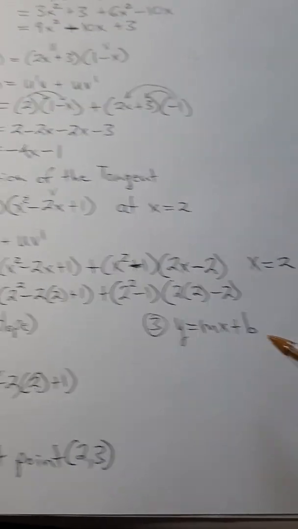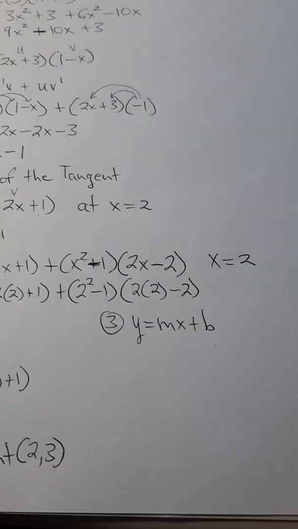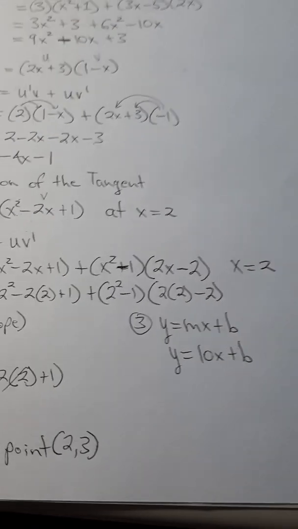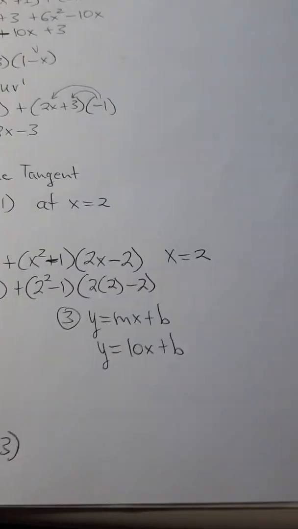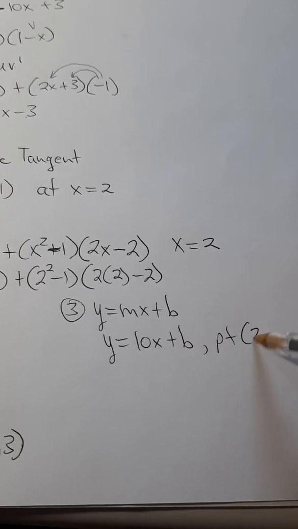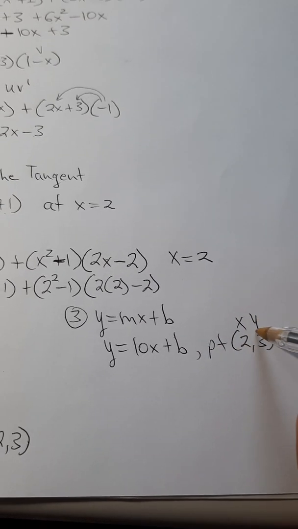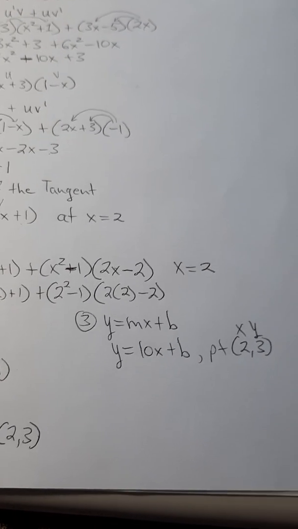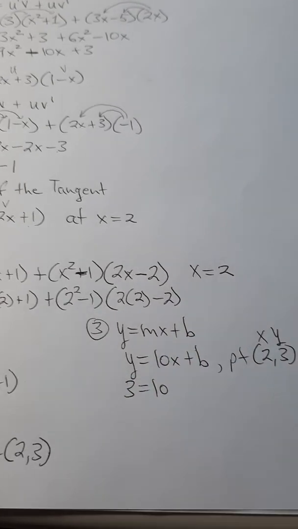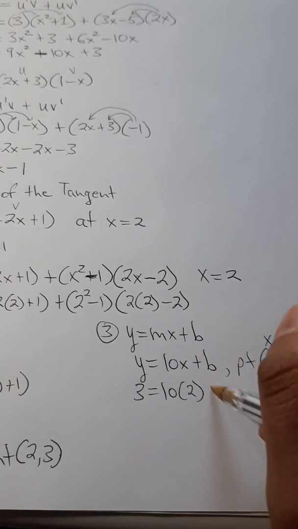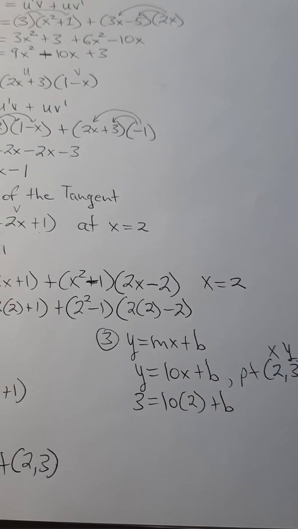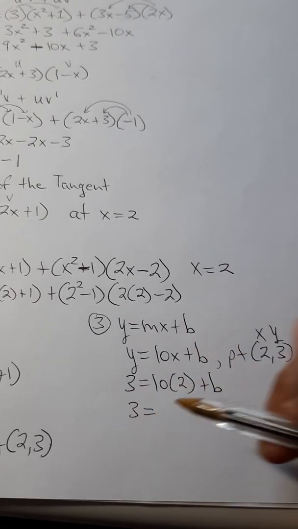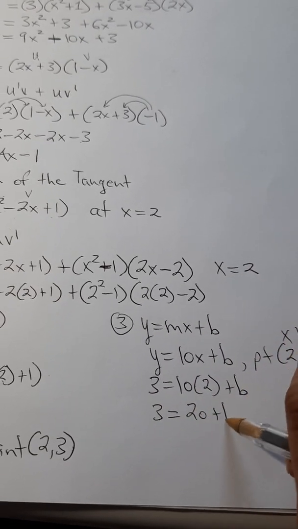So we are going to just substitute. Our slope is 10, so y equals 10x plus b. Then we have our tangent point, so I'm going to write it right here. The point is (2, 3). We just want to substitute the x and y into this equation. The y is equal to 3, so we're going to do 3 equals 10 times x, and the x is 2, plus b. Just like this. So I have 3 equals 10 times 2, so 20 plus b.